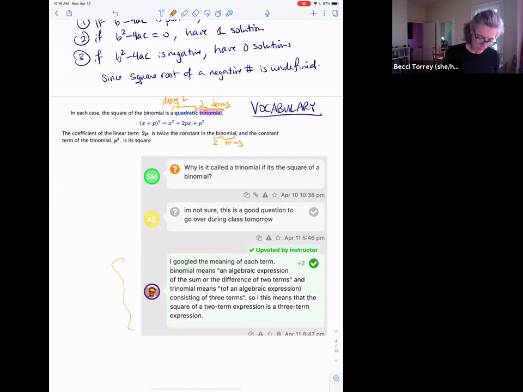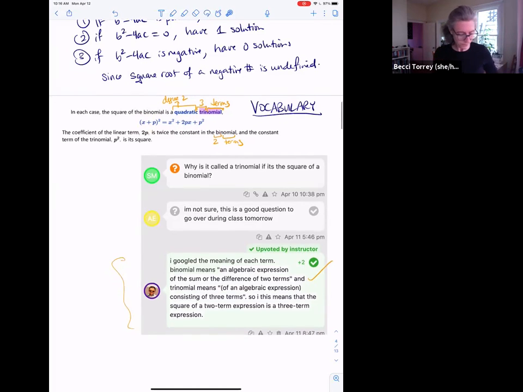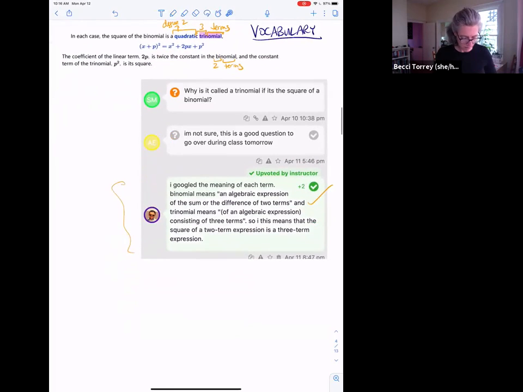And Ray looked this up on Google, which is great. It's kind of funny to say we have 2 terms is equal to 3 terms, but it's 2 terms squared. So when you have a binomial squared like this, and then you combine like terms, you're going to end up with a trinomial, which is 3 terms on the other side. So just some vocabulary, which can sometimes be helpful.